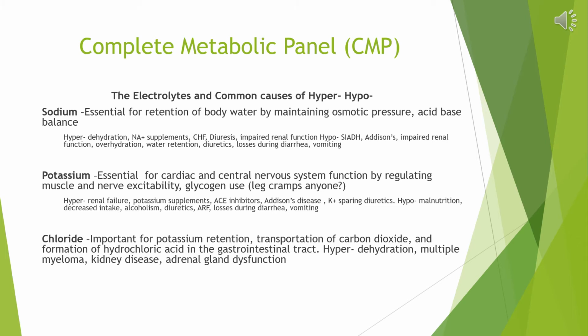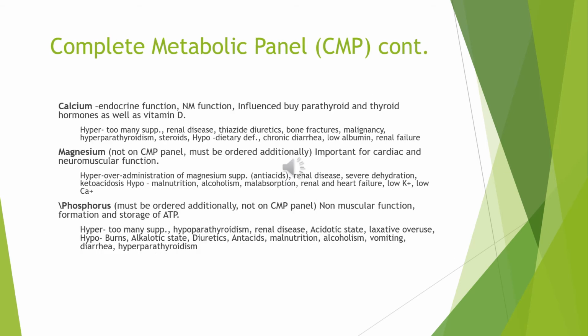ACE inhibitors can cause an increase in your potassium level. Also Addison's disease and potassium-sparing diuretics. Hypokalemia: malnutrition, decreased intake of potassium, alcoholism, diuretics, acute renal failure, and then you can have losses during diarrhea and vomiting. Chloride. Chloride is important for potassium retention, transportation of carbon dioxide, and in the formation of hydrochloric acid in the gastrointestinal tract. Sometimes you can see elevations in times of dehydration, multiple myeloma, kidney disease, and adrenal gland dysfunction.